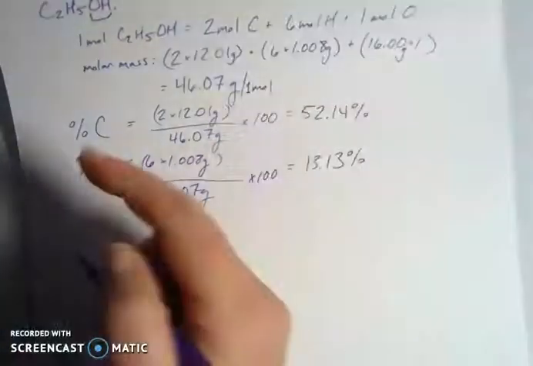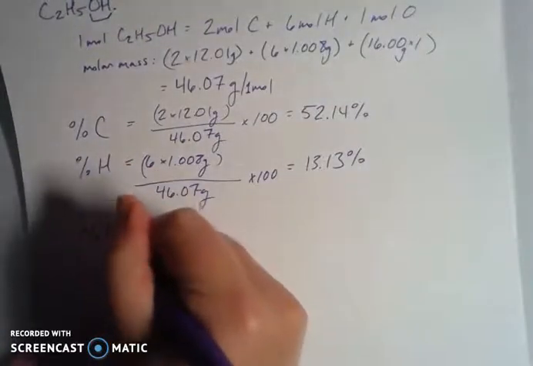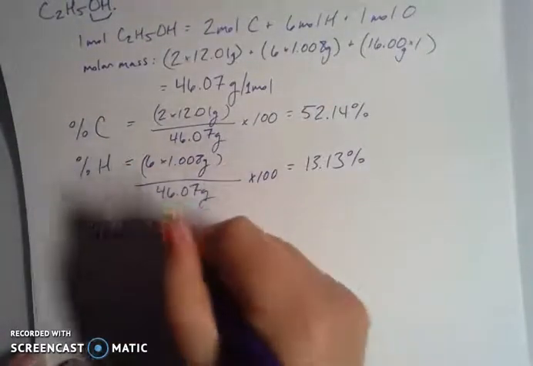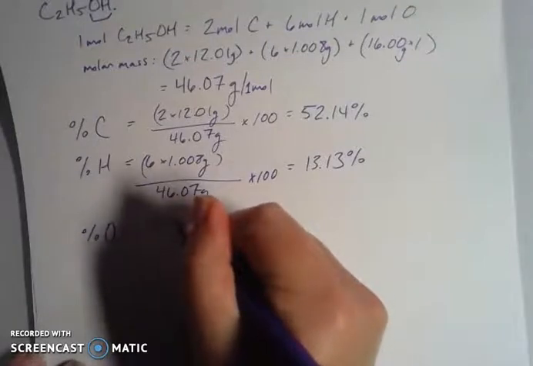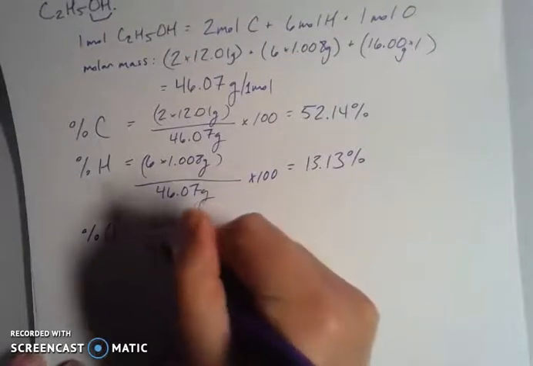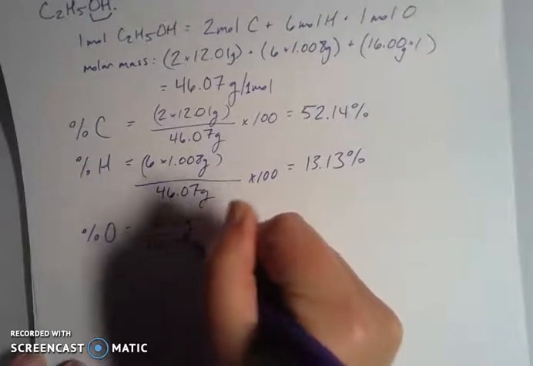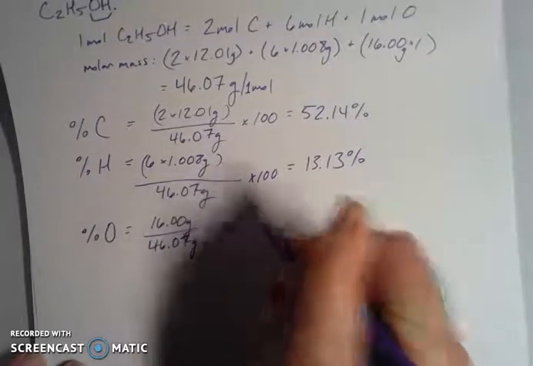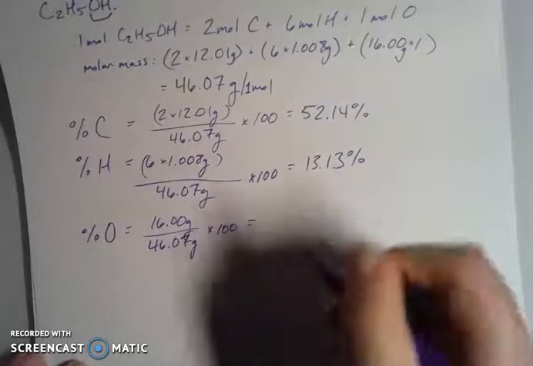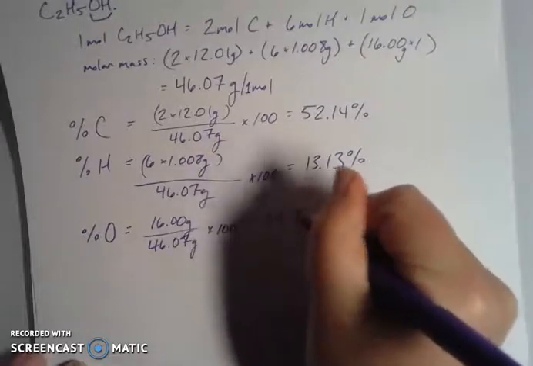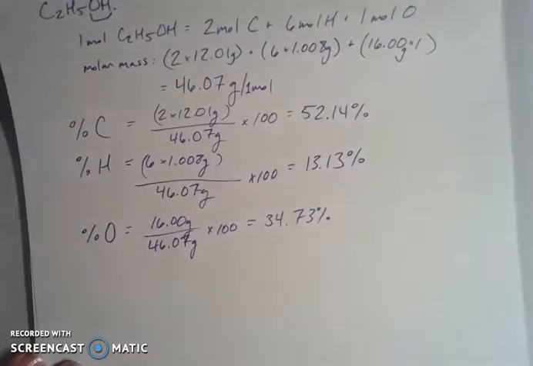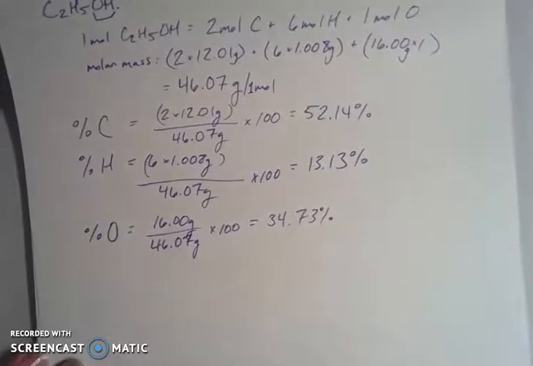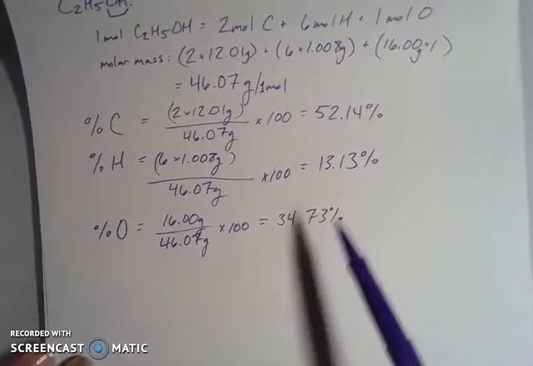And now if I do the same for my oxygen, it's going to be the 16 times my 1 over the whole times 100, which gives me 34.73%.